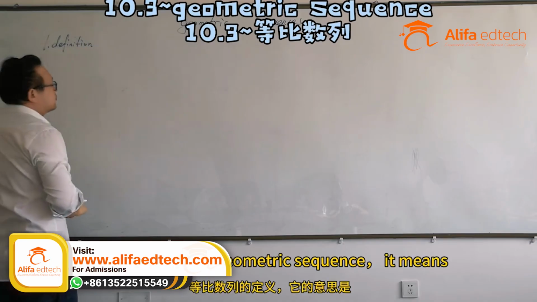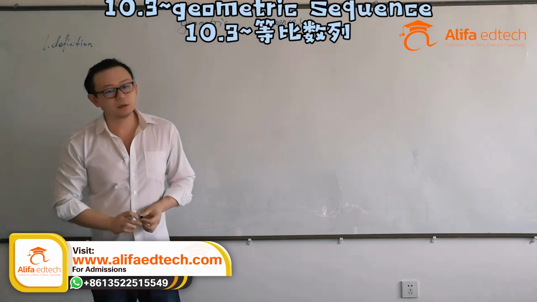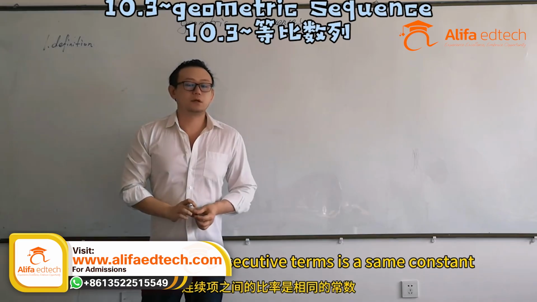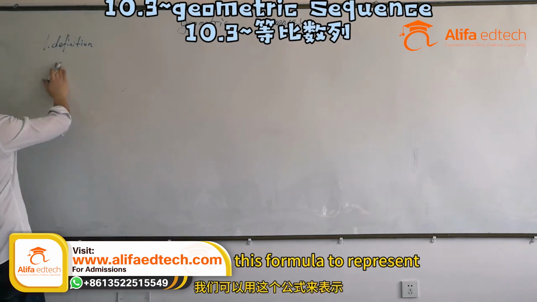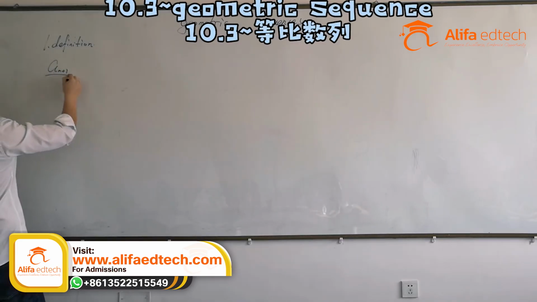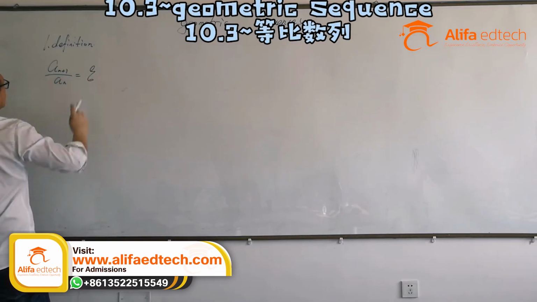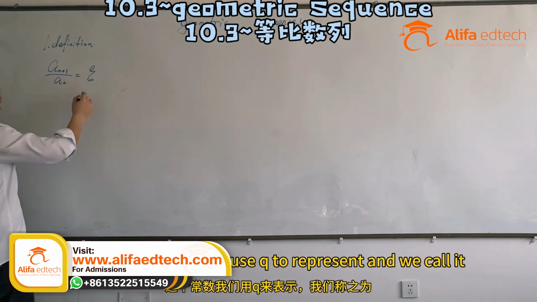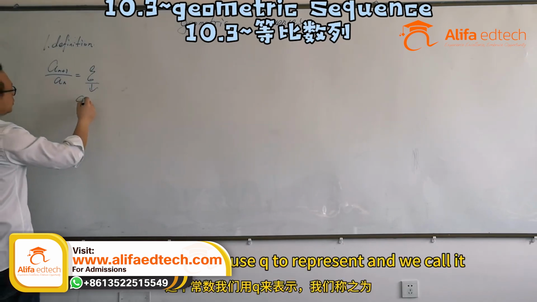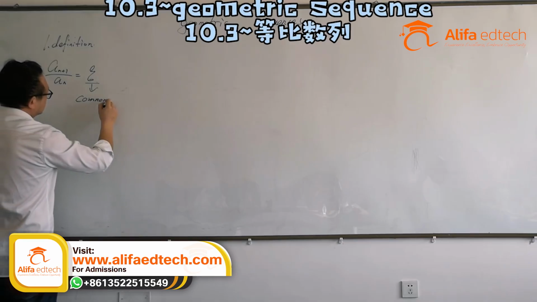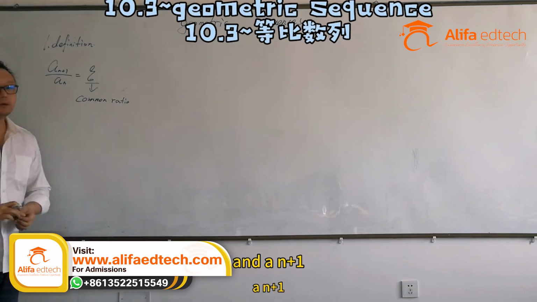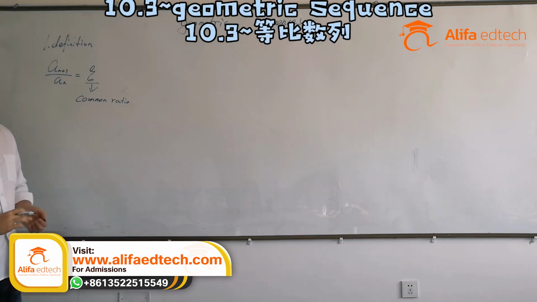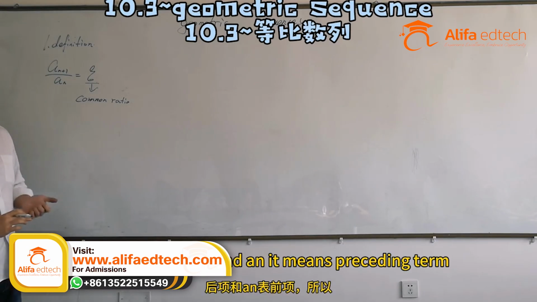The definition of a geometric sequence means the ratio between consecutive terms is the same constant, and we can use this formula to represent. And this constant we use q to represent, and we call it common ratio. And a(n+1) means subsequent term, and an means preceding term.